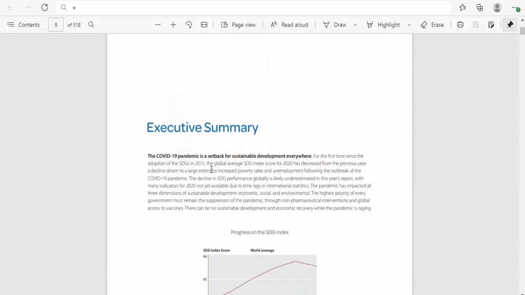Okay, so now just to get a feel, usually in any report, the executive summary gives you a brief overview of how things are on the ground. And in this executive summary, they talk about the COVID-19 pandemic as being a setback to sustainable development everywhere.